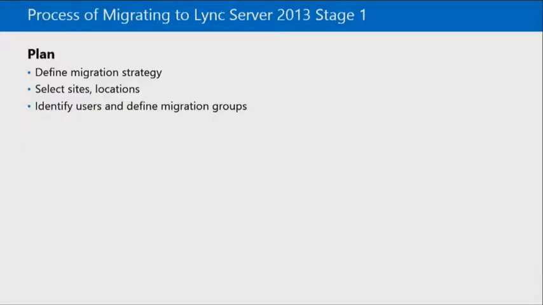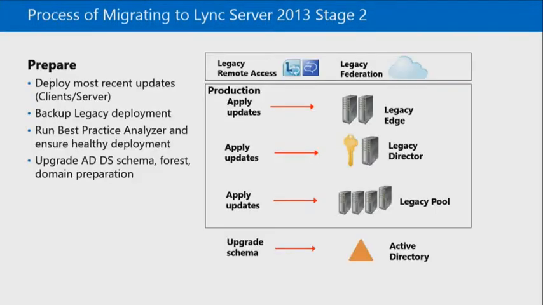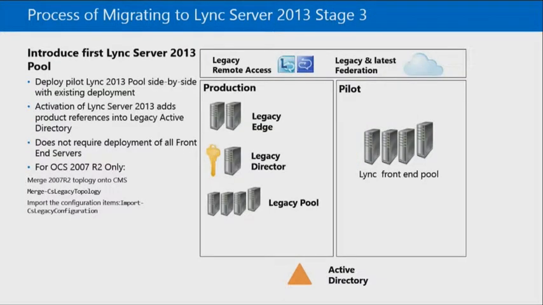So the process of migrating Lync Server Stage 1 is simply define your strategies, pick your locations, identify your users, and pick your migration groups. At step 2, you're going to deploy those client updates and the server updates, back up that environment, run BPA against your new environment to make sure it's healthy. Then you upgrade your directory, your schema, your forest, deploy your first pool, activate those Lync Server 2013 things.